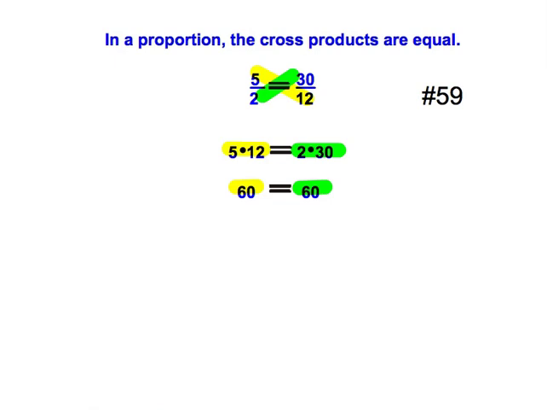So here's our second method, cross products, which we can use because in a proportion, the cross products are equal as well. These are still two equivalent ratios. So when we know everything, we just multiply diagonally, 12 times 5, or 5 times 12, and 2 times 30. These are equal to each other, or they should be, and 5 times 12 is 60, and 2 times 30 is 60. So these are indeed a proportion.